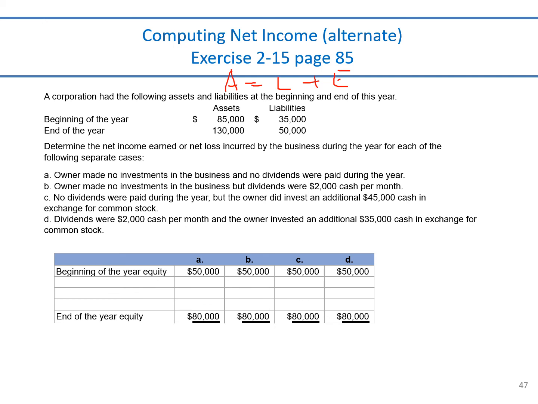All right, so in letter A, the owner made no investments in the business and they paid no dividends during the year. So both of those numbers are 0. And so if we solve for net income, 50 plus what number is 80, right? 30,000.